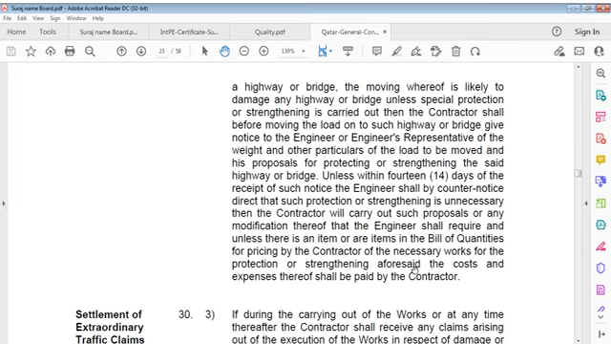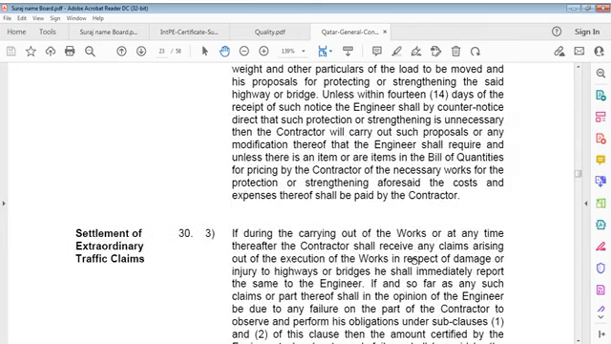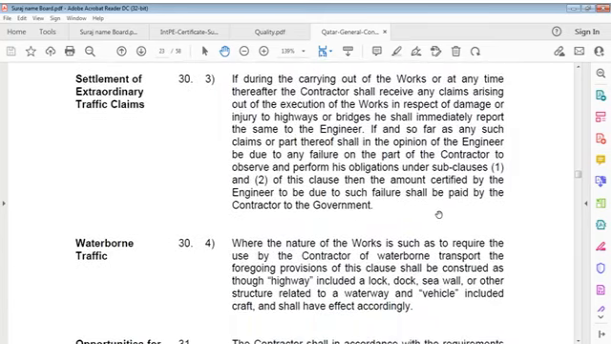To be moved and his proposals for protecting or strengthening said highway or bridge. Unless written within 14 days of receipt of such notice, the engineer shall by counter notice direct that such protection or strengthening is unnecessary. Contractor will carry out such proposals or any modifications thereof that the engineer shall require, and unless there is an item or items in the bills of quantity for pricing by contractors of necessary works for protection or strengthening, the aforesaid cost and expenses shall be paid by the contractor. Settlement of extraordinary traffic claims.